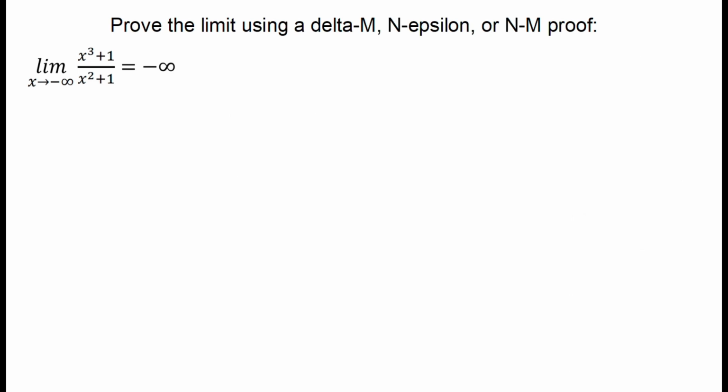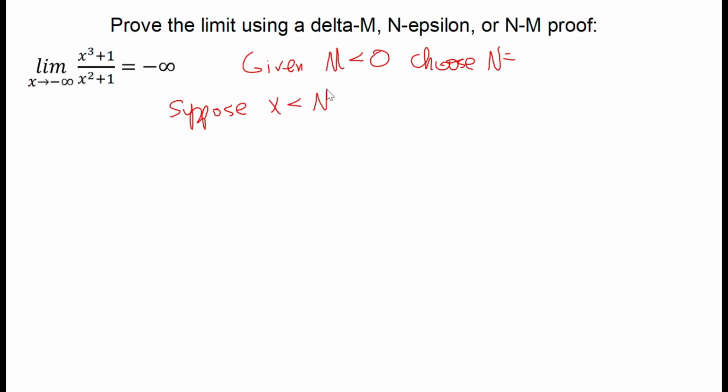So for this next one, we have a limit as x approaches negative infinity of a function equal to negative infinity, which means it's going to be an n-m proof, which means we're going to start with given m less than 0, and we'll choose an n equal to something. We're choosing m less than 0 because the limit equals negative infinity. Then we suppose that x is less than n is less than 0 because x is approaching negative infinity. Then we need to show that our function x cubed plus 1 over x squared plus 1 is eventually less than m, where n is written all in terms of constants and m.